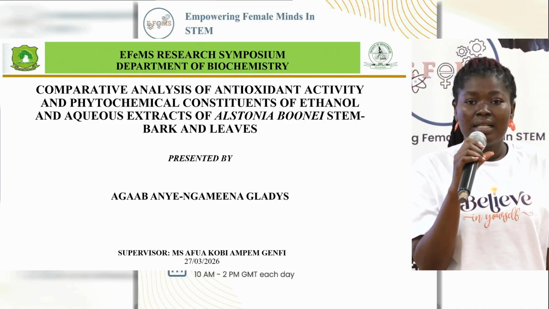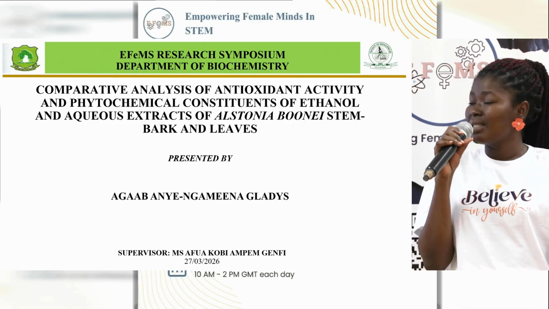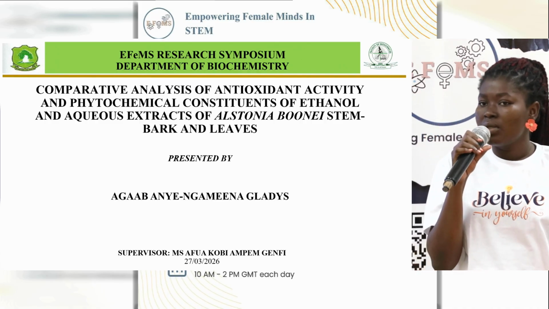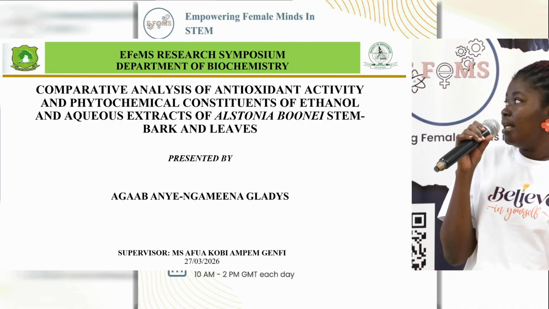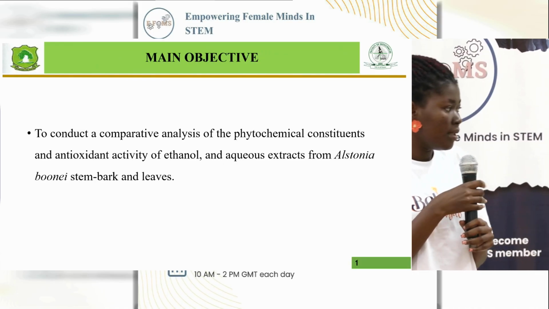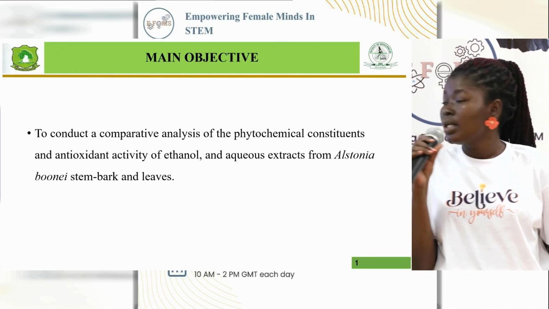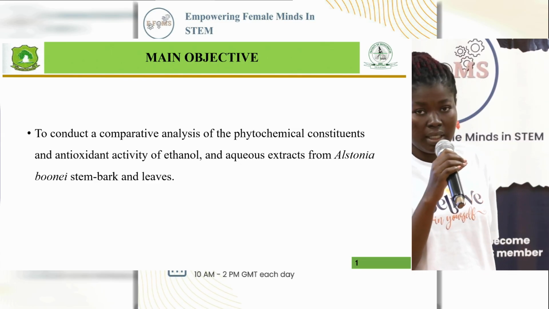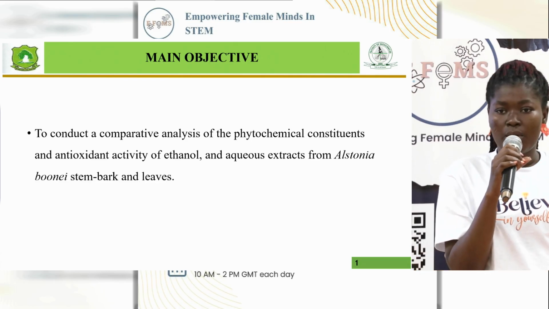The comparative analysis of the antioxidant activity and phytochemical constituents of Alstonia boonei stem bark and leaves using various extraction methods. Okay, so Alstonia boonei is commonly known as nyamidua in Ghana here, preferably Kumasi.